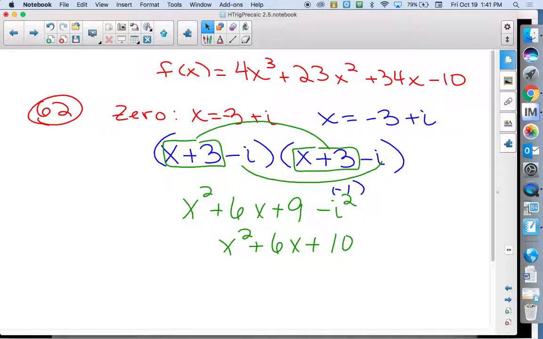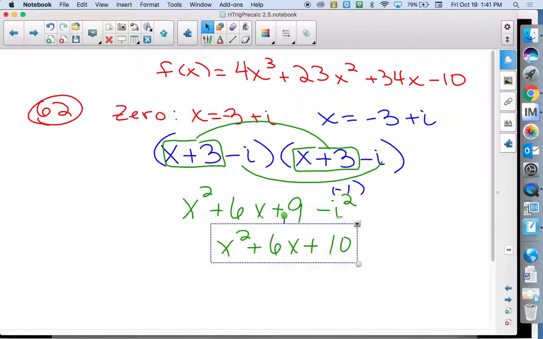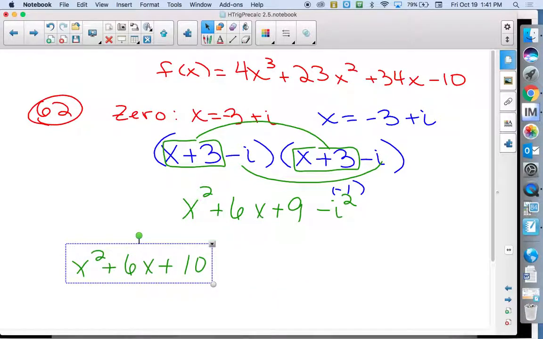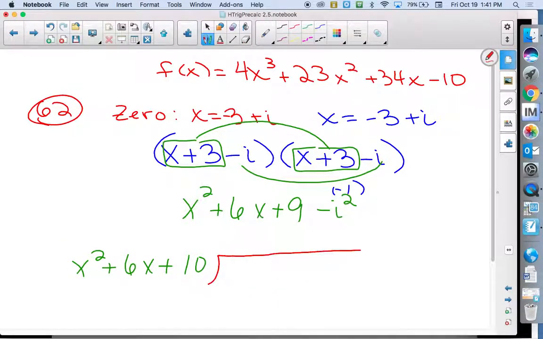If we can take this piece and pull it out of the original problem, then the leftover part should be real. And the way we can pull it out is by using division. And in this case, it's going to have to be long division because this is quadratic. Synthetic division only works with terms that are linear. So we're going to divide this out of the original problem.